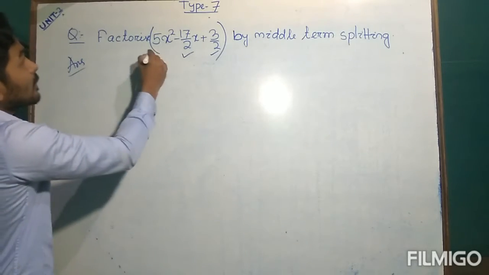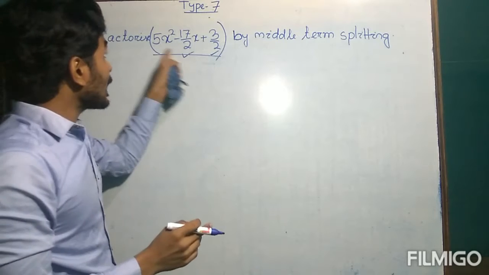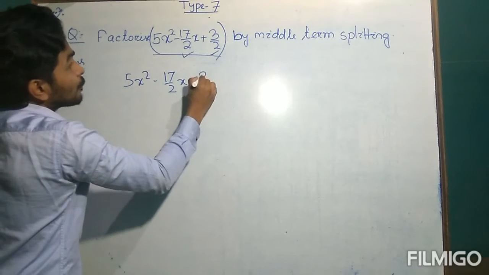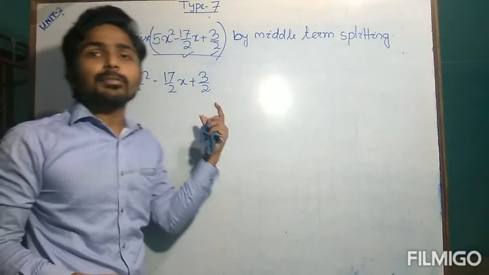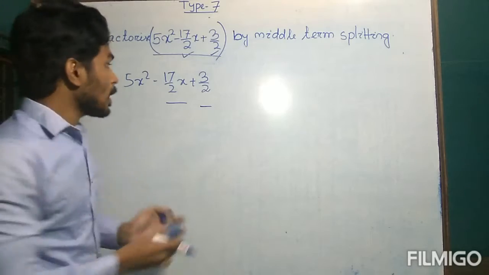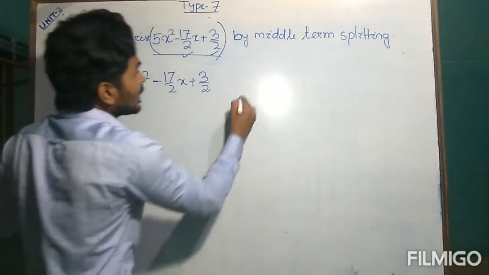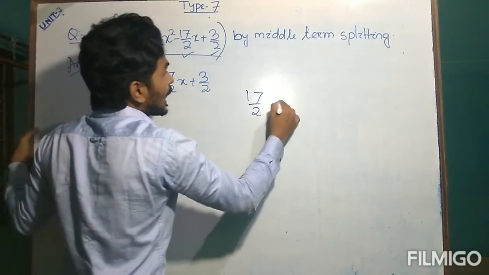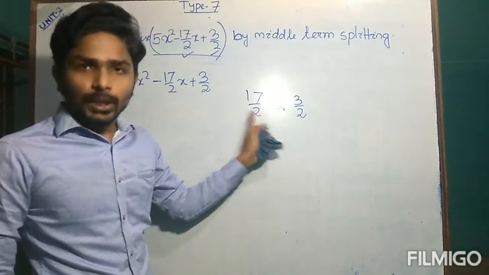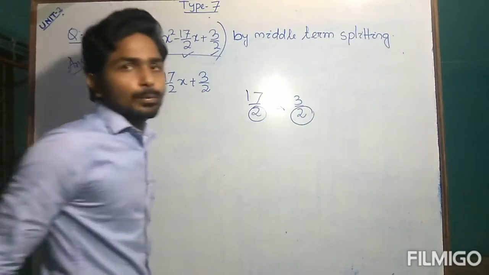So first you have to identify in this quadratic polynomial which term contains the fraction. Here the second term and the third term contain the fraction. What are the fractions? Forget about the sign, that is 17 by 2 and then 3 by 2. In these two fractions we have the denominator 2.